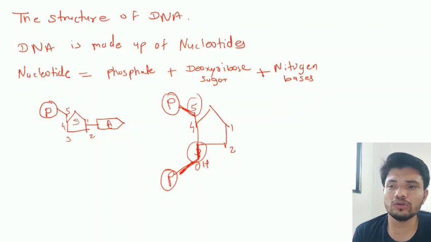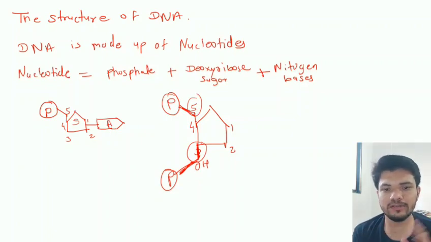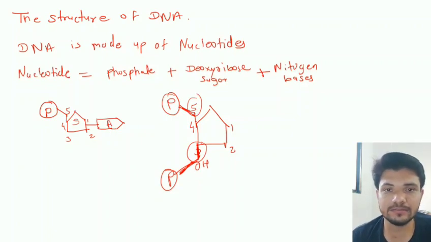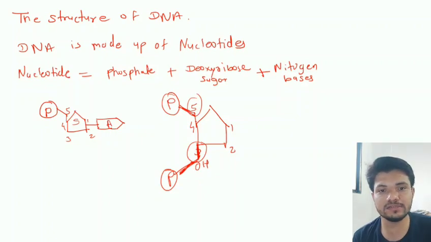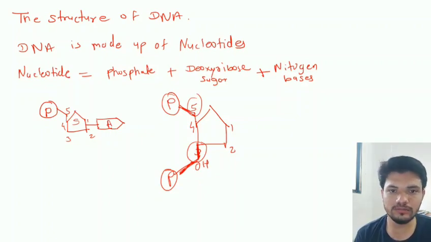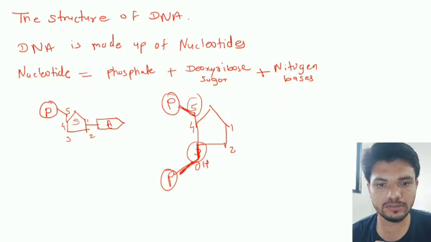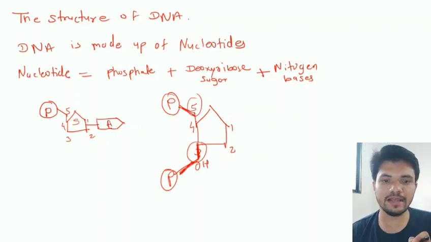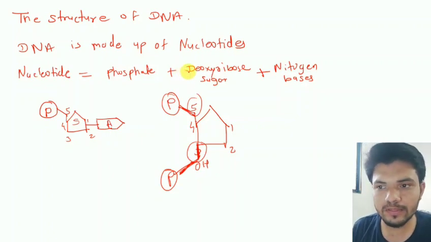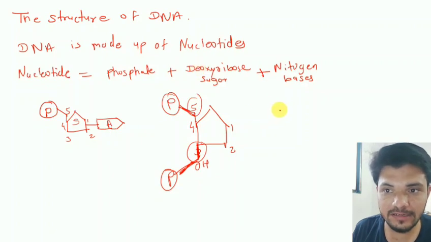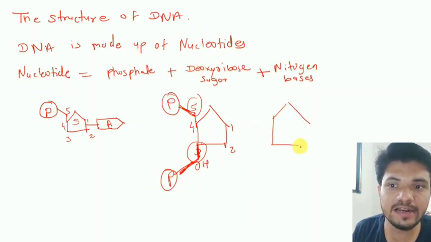As we all know, we can see the same kind of structure in the RNA strand, but there is a difference between RNA sugar and DNA sugar. This is the basic difference between RNA and DNA. So what is the difference? In RNA there is ribose sugar. Which sugar is that? Ribose.